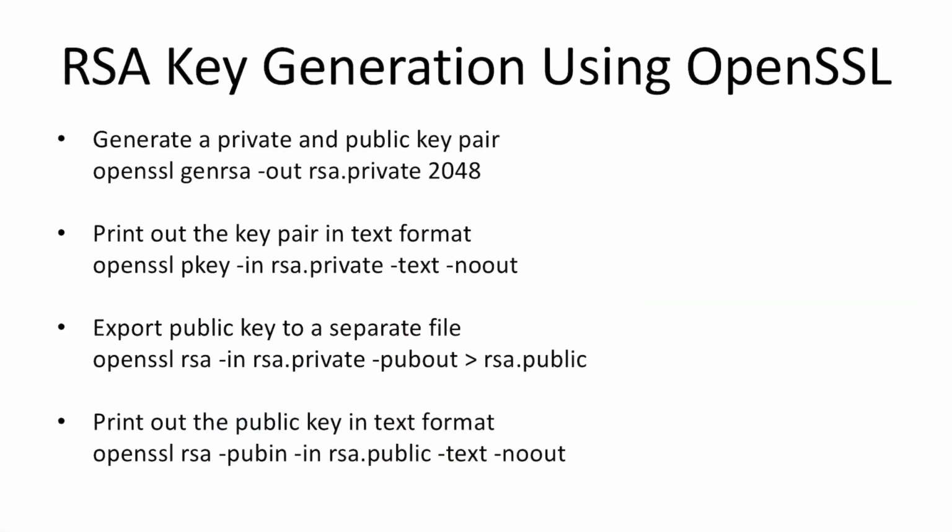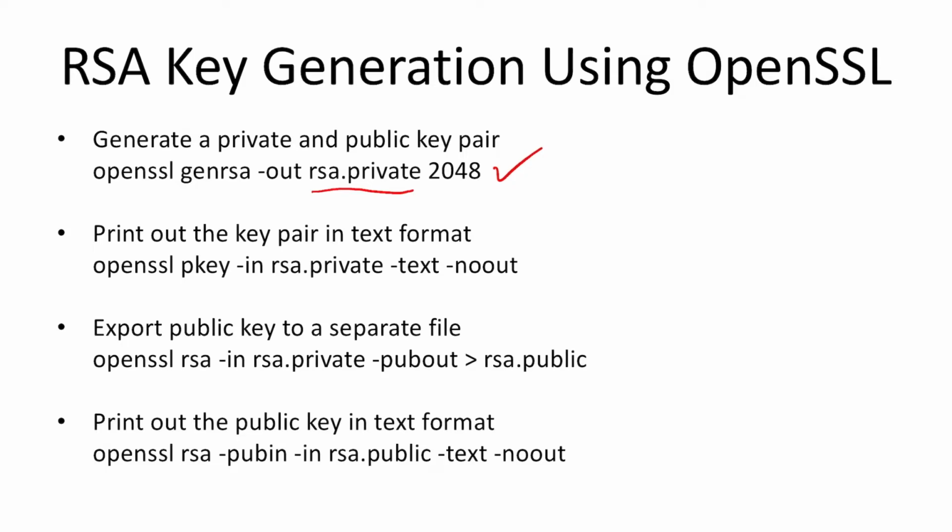You can generate your RSA key pair using OpenSSL, which comes pre-installed on Mac and Linux. Here are the commands for generating a 2048-bit key pair, as well as the commands to print out the keys in text format for readability. So this first command will let you generate your public and private key pair. It's going to store it in this file, and it's going to be a base 64 encoded file.